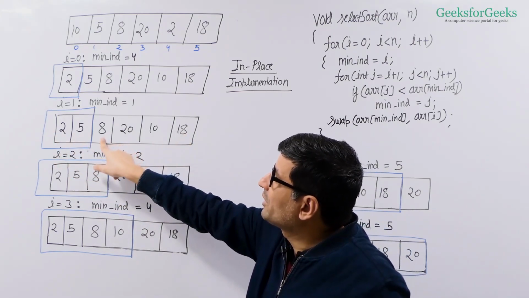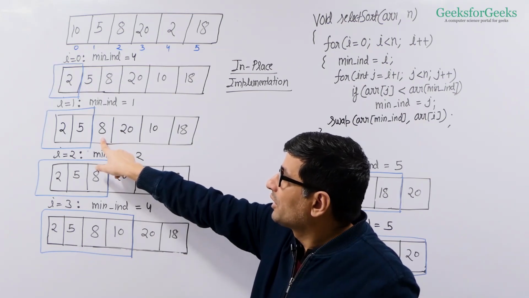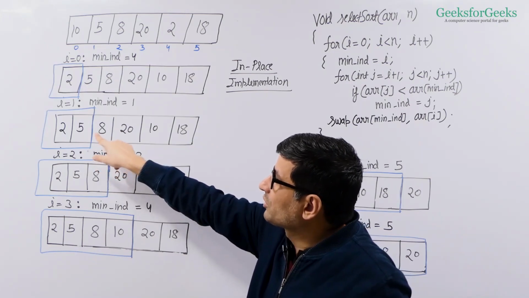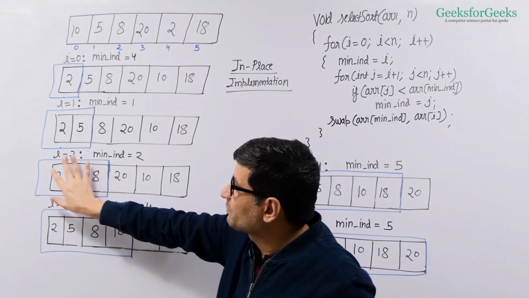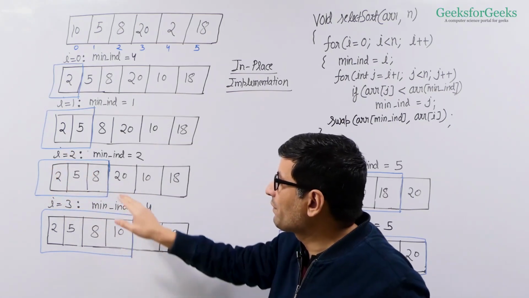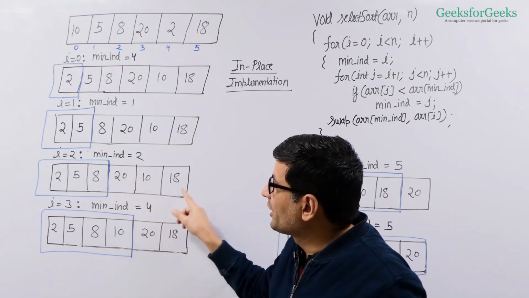And the minimum element in the remaining array is 8. And the position where it should be is also the third position. So we swap 8 with 8 itself and we have this part sorted. Now we find out the minimum element in the remaining array.